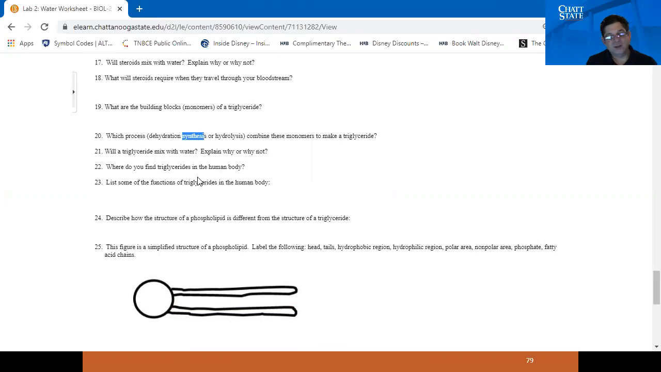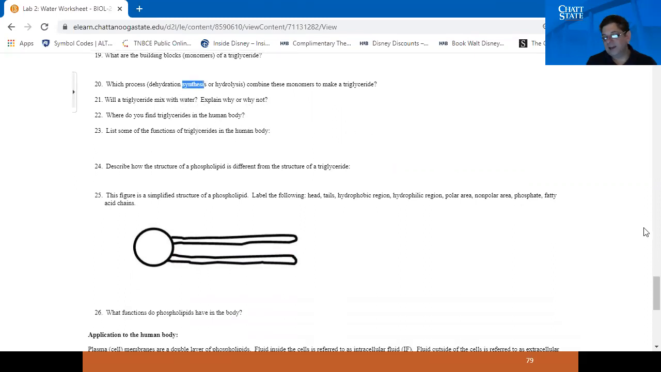Where do you find triglycerides in the body? All over. There's fat everywhere in the body, right? Certainly beneath the skin. Okay, let's move on to here. Insulation, of course, would be a good function, and energy for the body.